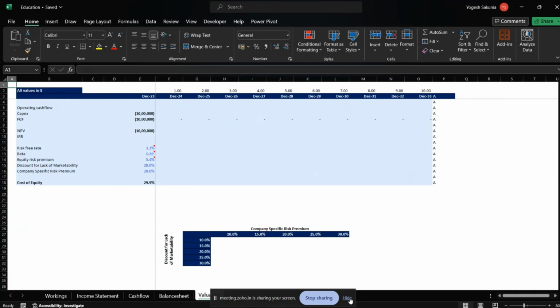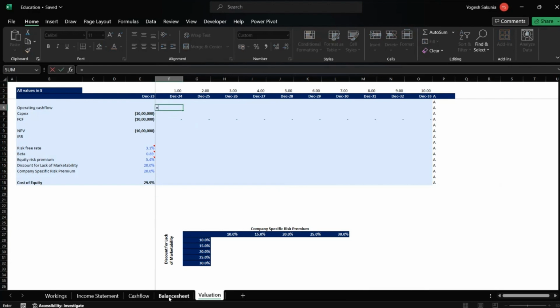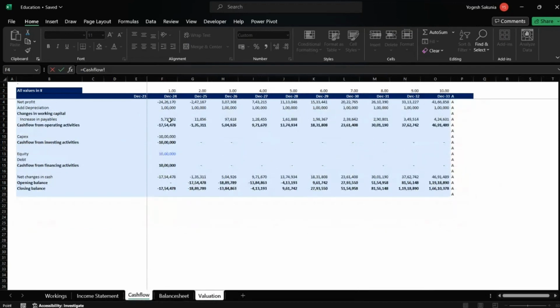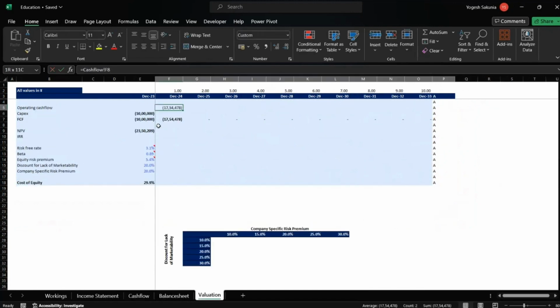We will finally now do the valuation, right? In this case, the valuation is more like a project model. We are not going to do a DCF valuation. What we are doing here is more of a calculation of NPV and IRR, right? So to calculate that, we obviously need the operating cash flow, right? Operating cash flow from the cash flow statement.